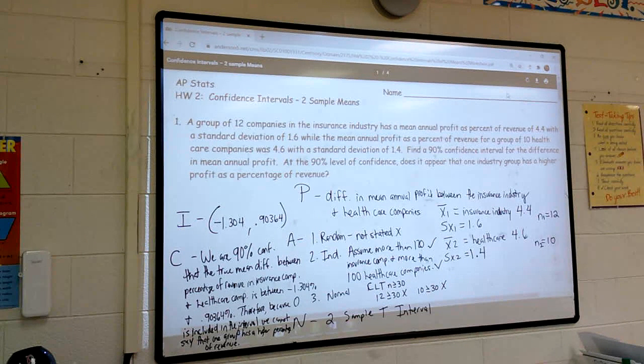But maybe the person doing this was trying to prove that the two industries had basically about the same percentage of revenue, like the same profit. So it didn't matter if you were in the healthcare industry or the insurance industry, you were at about the same profit level.